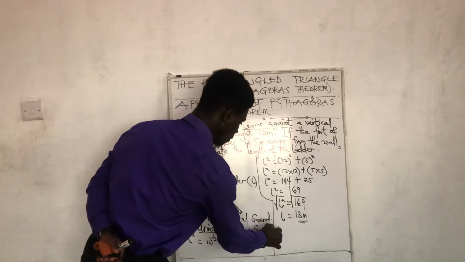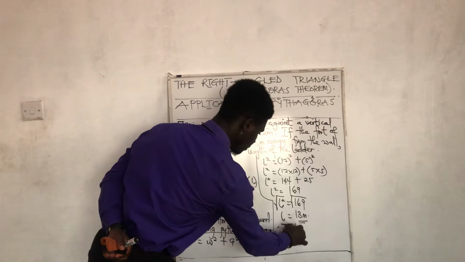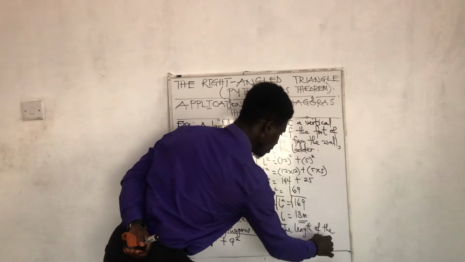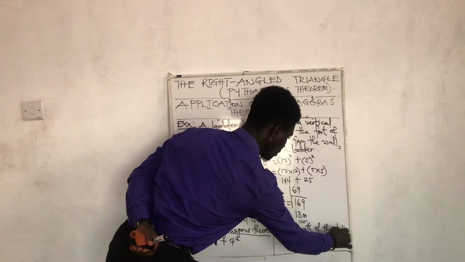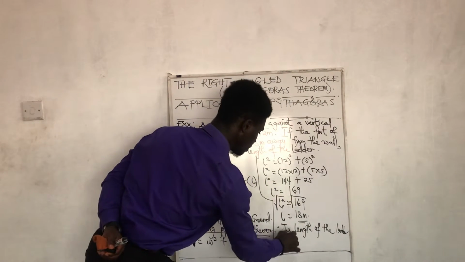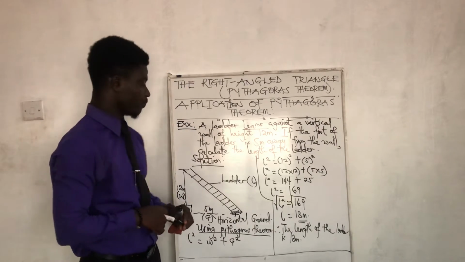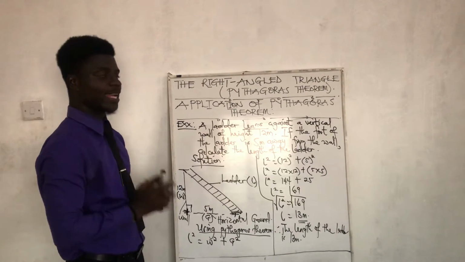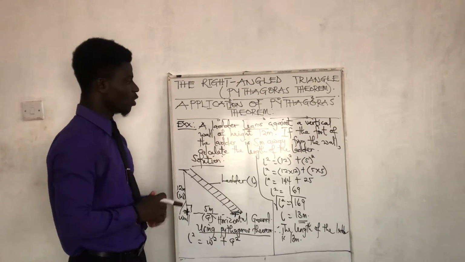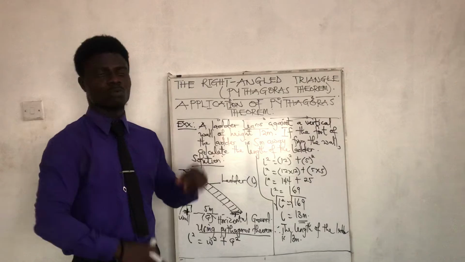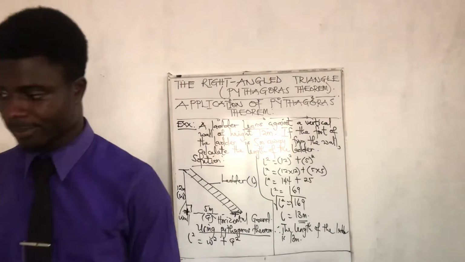So therefore, the length of the ladder is 13 meters. Very, very simple. The length of the ladder is 13 meters. So please check the solution, then analyze some one or two things, then we proceed from there.